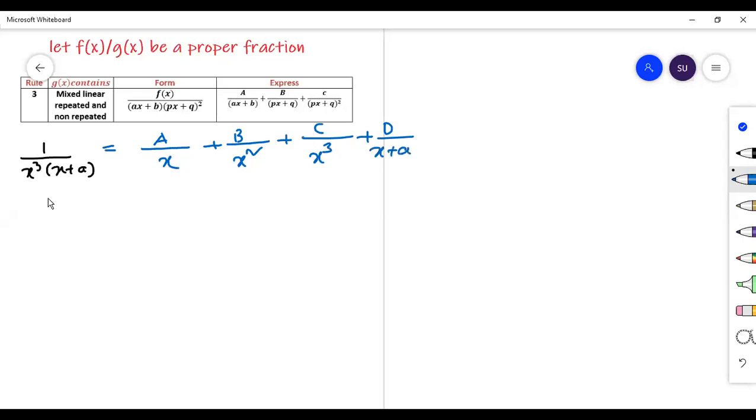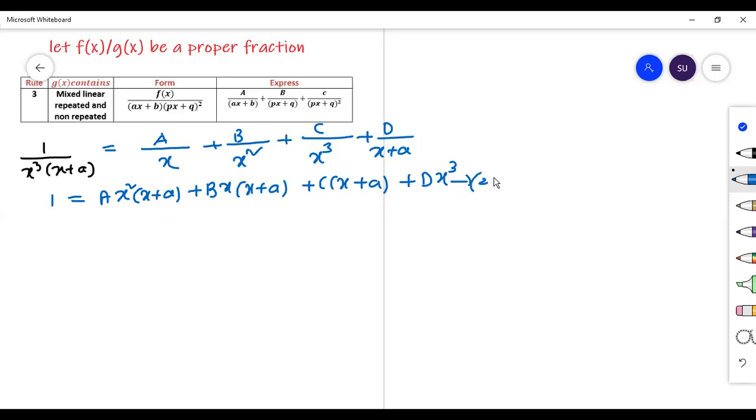x plus a. So directly I can write 1 is equal to, the LCM will be the same, A x square into x plus a, plus B x into x plus a, plus C into x plus a, plus D x cube. Let us consider this as equation number 2, and this is equation number 1. First we will use substitutions to solve for some values.